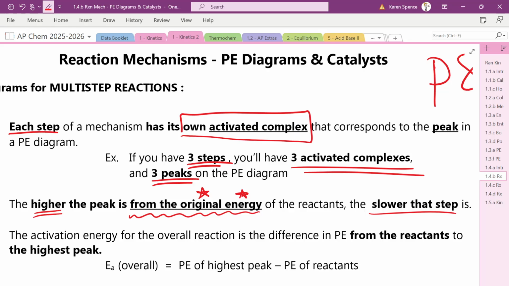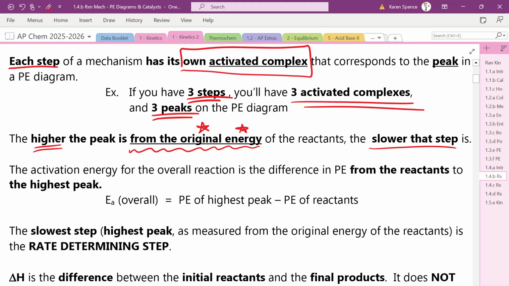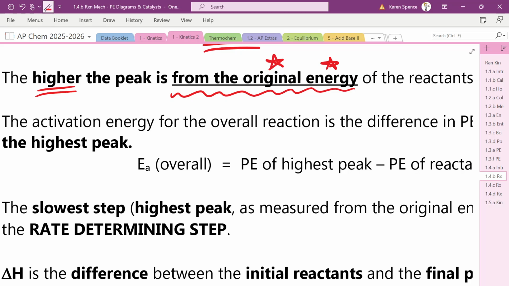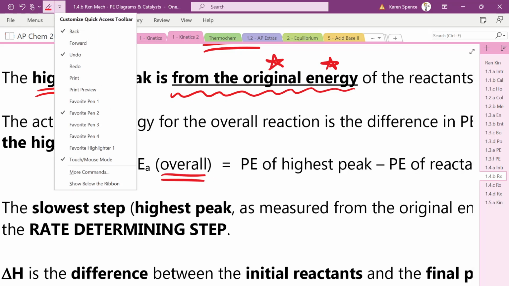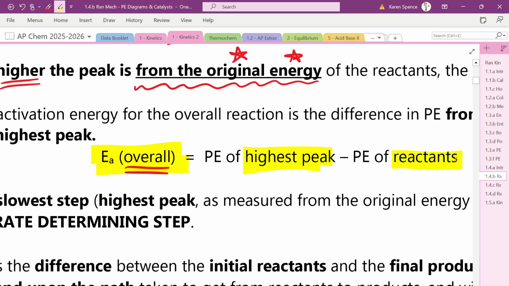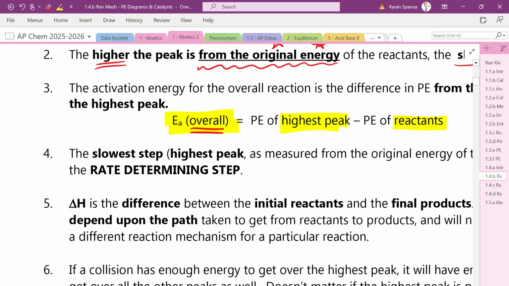Starts with an R. Rate determining step, okay? The rate determining step. So basically, if you want the activation energy for the overall reaction, you're going to take the potential energy of the highest peak, and then subtract the potential energy of the reactants. And as it says here, your slowest step, that highest peak, is the rate determining step.